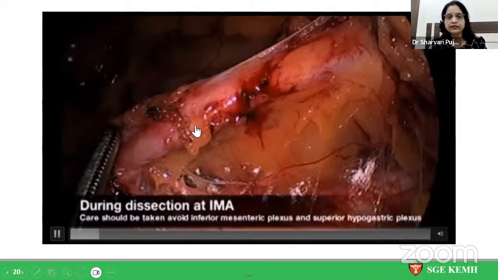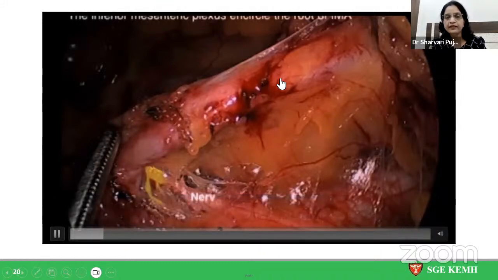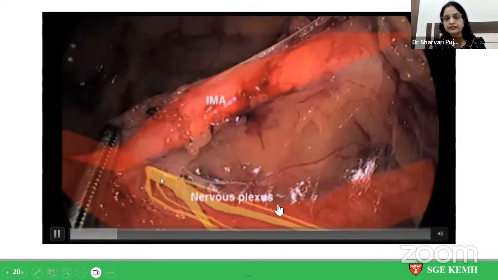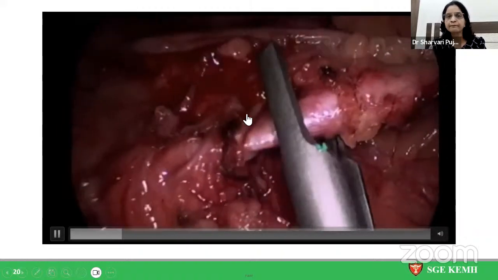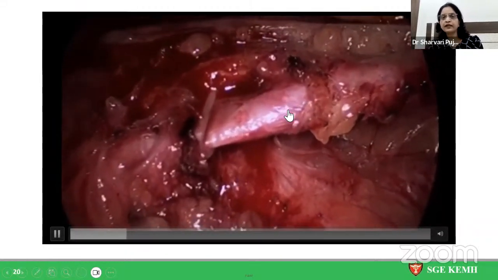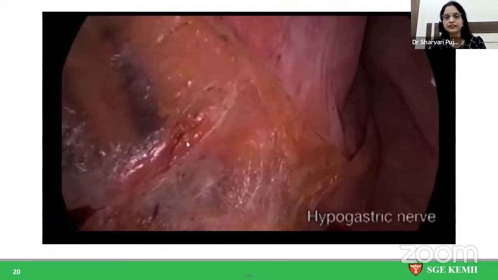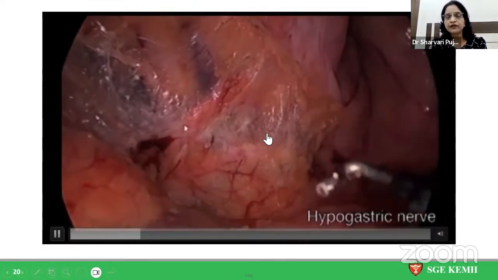But this is during the dissection of the aorta. This IMA is lifted up, and laparoscopic LAR is being done. This is the nerve plexus, the superior hypogastric nerve plexus lying on the aorta, and so the IMA is divided approximately 1.5 to 2 centimeters beyond its origin. This is in the region of the hypogastric nerves.